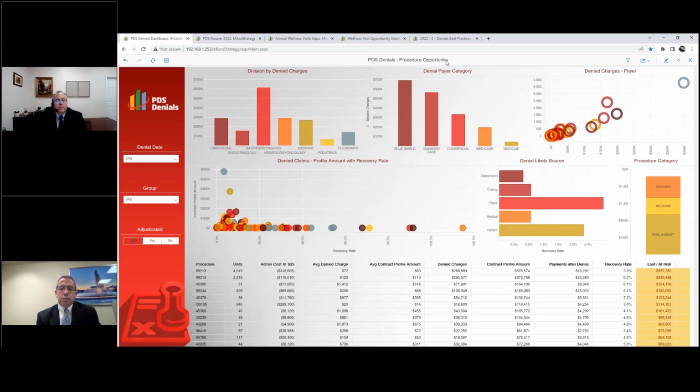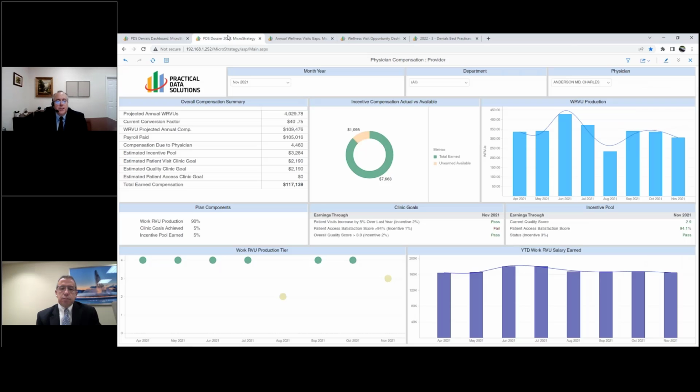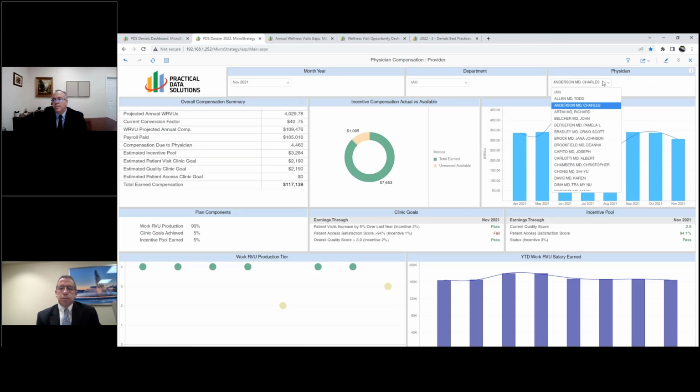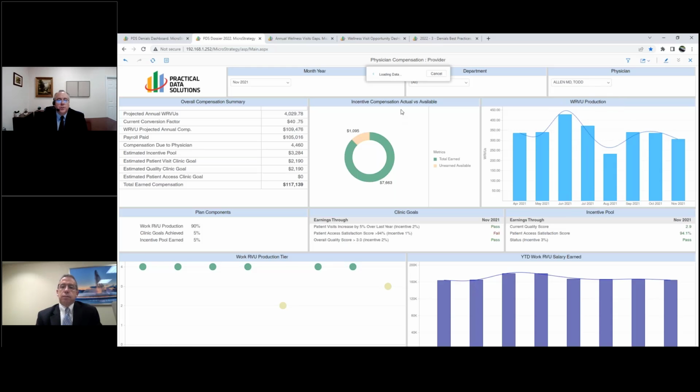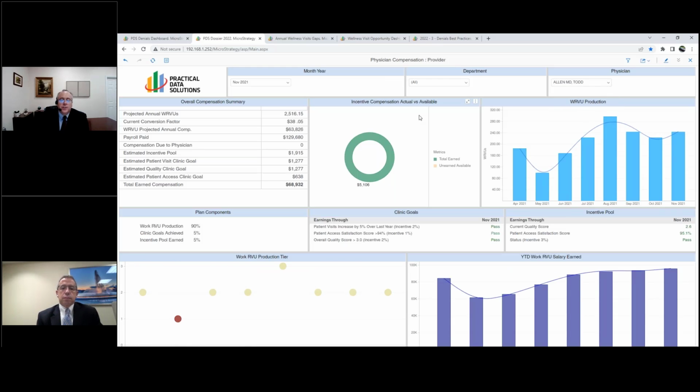Yeah, very powerful. One of the other things I wanted to talk about, we talked about the impact on physicians and physician comp with denials. What you're looking at here is a visualization. It's a sample physician comp plan. And if you look over here, you'll see the plan components: 90% is based on RVU production. Pretty common. RVUs tend to be the majority of how physicians are comped.